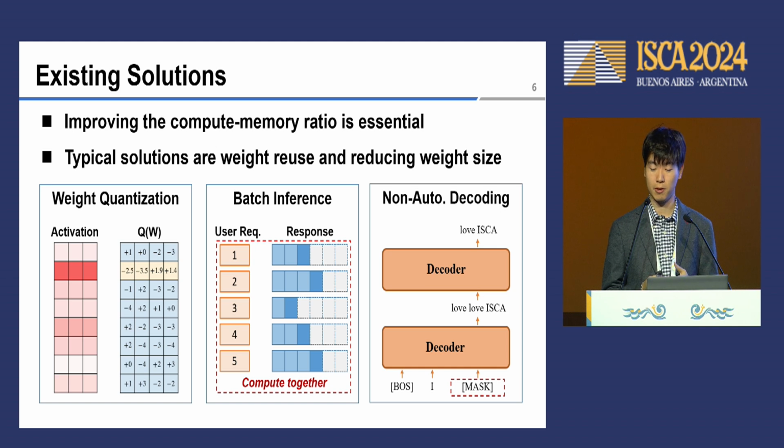Previous researchers have explored some effective solutions, and we show 3 typical ones here. The first one is weight quantization. It turns an FP model into an int model to reduce the bit width of the weight. And typical practices like AWQ can compress the majority of weights into 3 or 4 bits, which achieves a good compression result. The second one is batch inference. It puts several users' requests together and computes them simultaneously. And another solution is non-autoregressive decoding, which decodes several tokens rather than 1 token at each time. We can see that these methods all introduce more computation with a given amount of memory access.